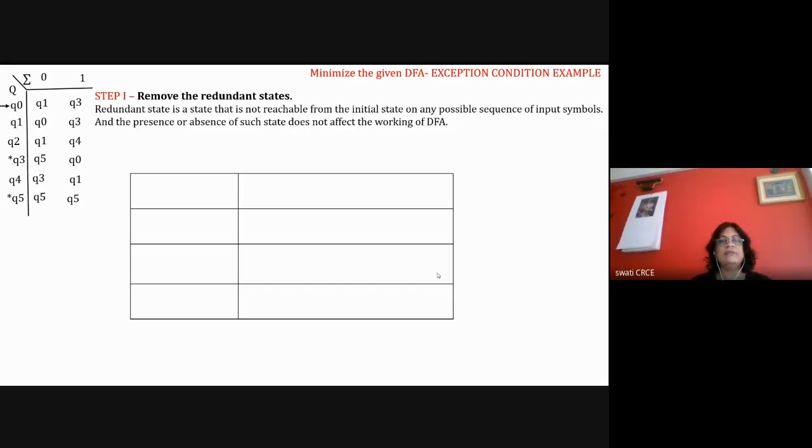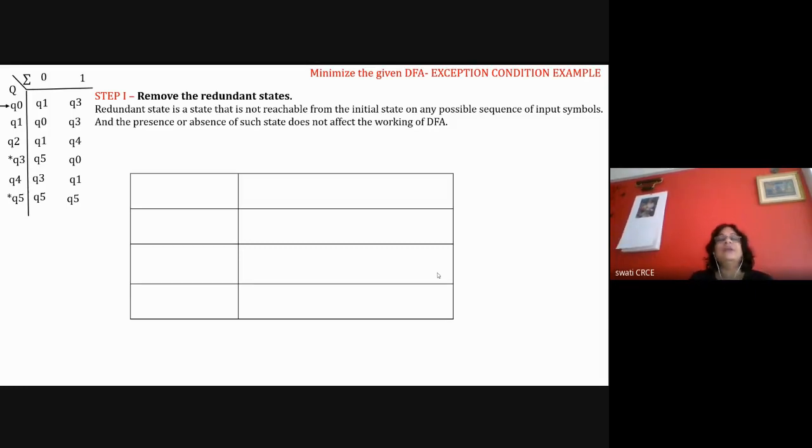Okay, now is the screen visible to you? The heading is minimize the given DFA exception condition example. Reply to me on chat. Okay, so whatever I was speaking until now was a fast forward or recap.